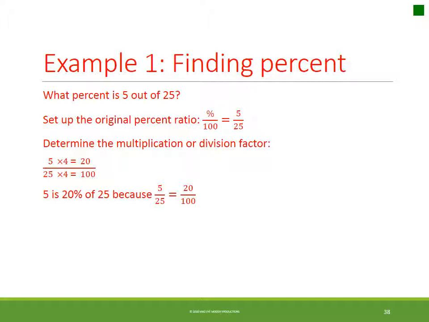So we can use this information to create an equivalent ratio. 5 over 25, or 5 out of 25, is equivalent to 20 out of 100 because we have 4 of them, so it's the same unit rate. So 5 is 20% of 25 because 5 over 25 is equivalent to 20 over 100.